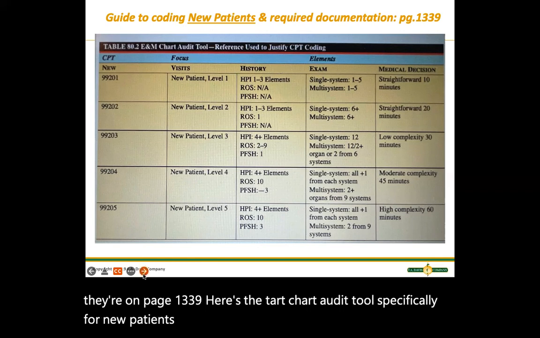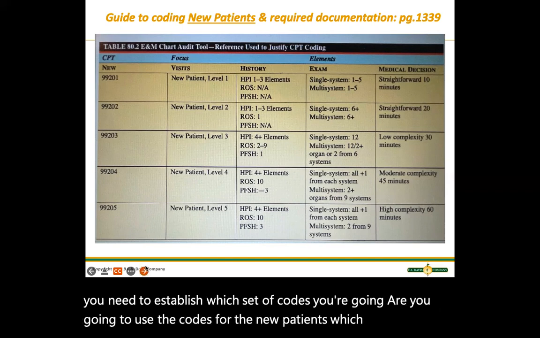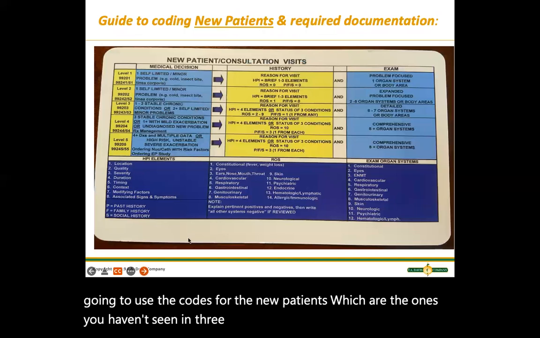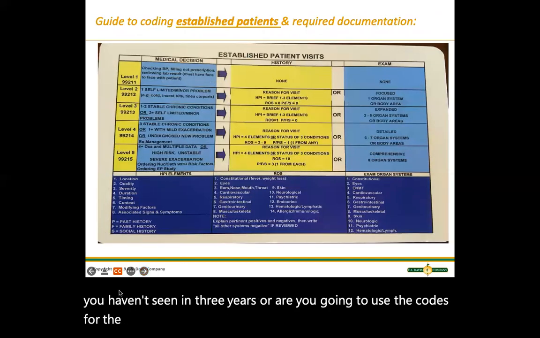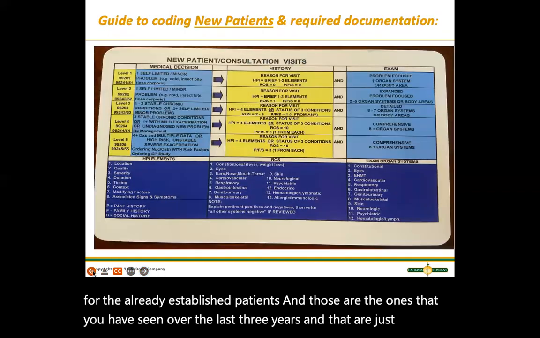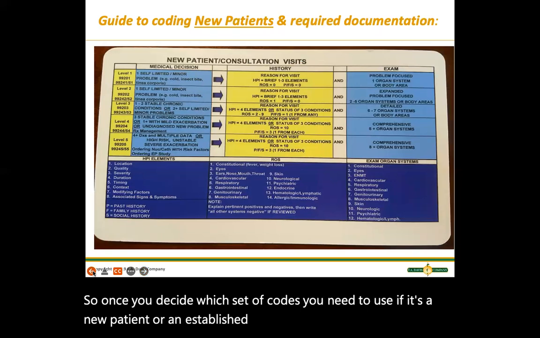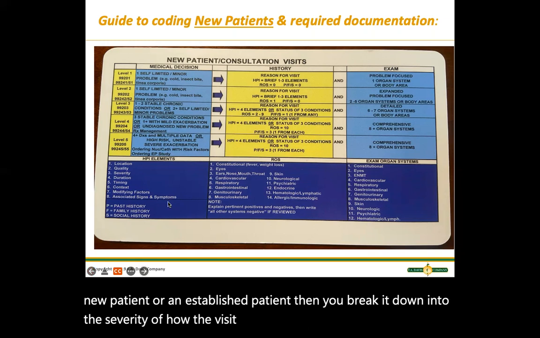Remember, the first thing when you're coding is you need to establish which set of codes you're going to use. Are you going to use the codes for the new patients, which are the ones you haven't seen in 3 years, or are you going to use the codes for the already established patients? And those are the ones that you have seen over the last 3 years, and that are just follow-ups. So once you decide which set of codes you need to use, if it's a new patient or an established patient, then you break it down into the severity of the visit itself and what's going on.